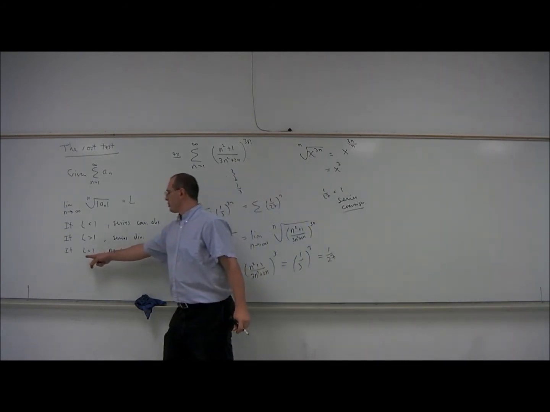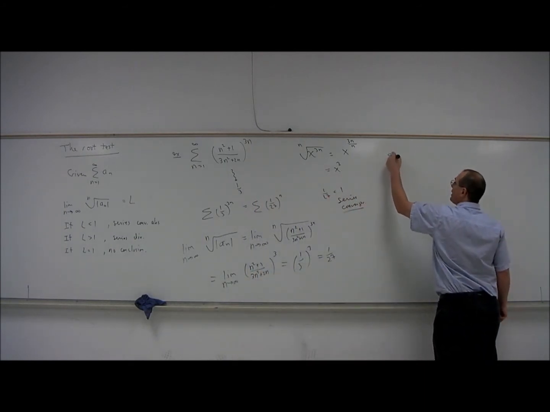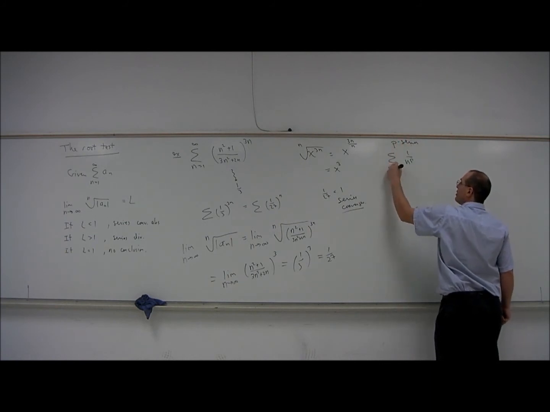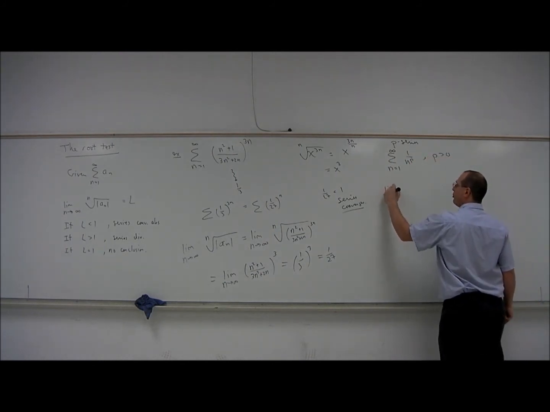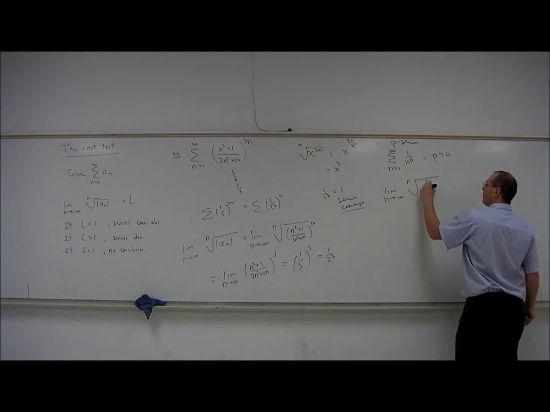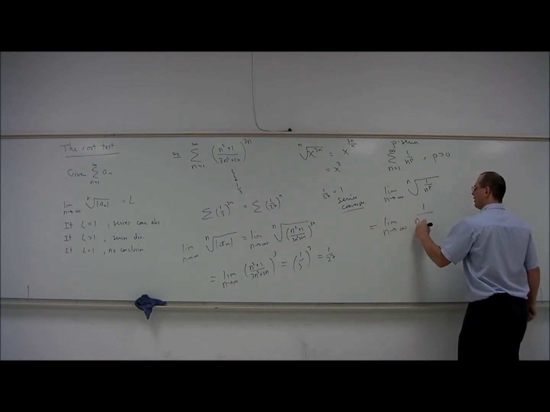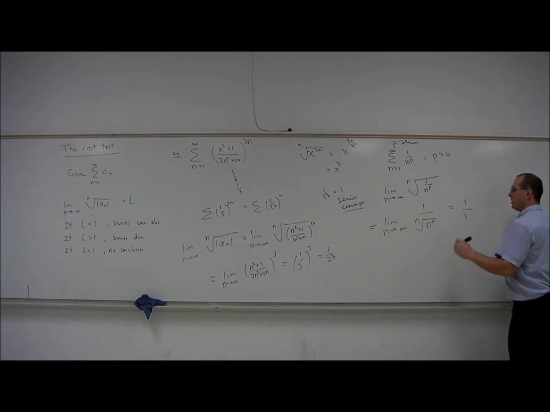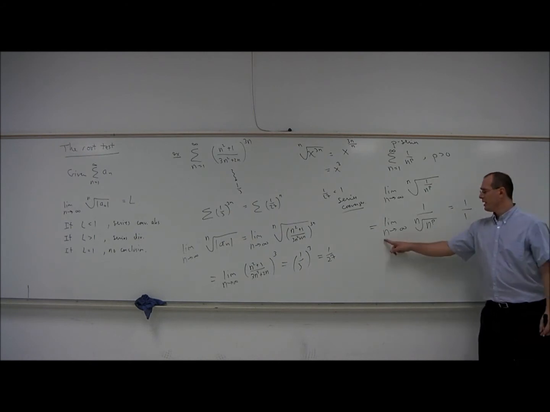Now, if L is equal to 1, we'll get no conclusion. To give an example of that, take any p-series, the summation of 1/n to the p, where p is some positive power. If we try the root test, the limit as n goes to infinity of the nth root of 1/n to the p is the limit as n goes to infinity of 1 over the nth root of n to the p. Here, this limit will be 1. The nth root of n to the p will go to 1 as n goes to infinity.